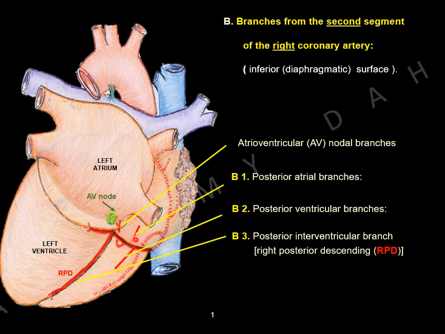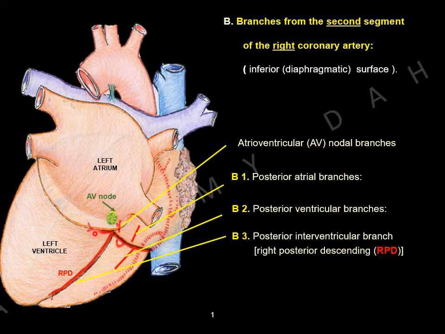Okay, then what are the branches from the second segment of the right coronary artery? Before we talk about the branches, this is actually right coronary artery on anterior surface of the heart, coming down to the right inferior border of the heart, turn around and go along the posterior atrioventricular groove, and this artery will go across the crus, and just after the crus it will terminate.